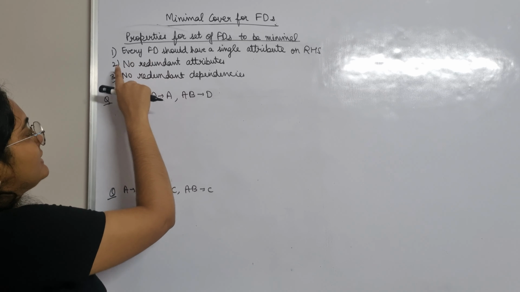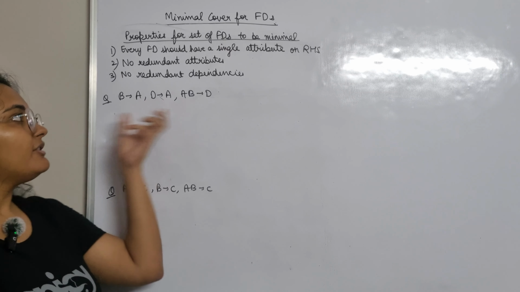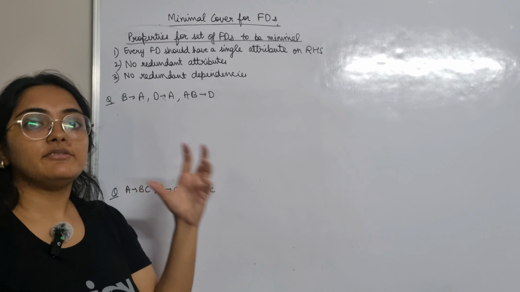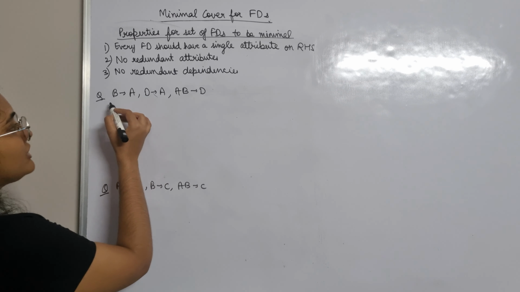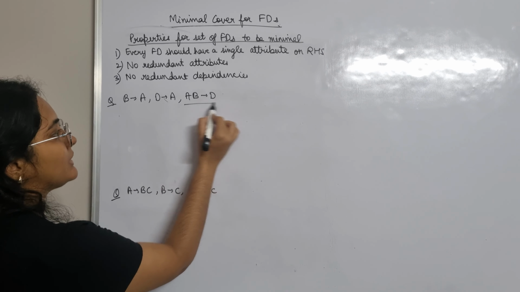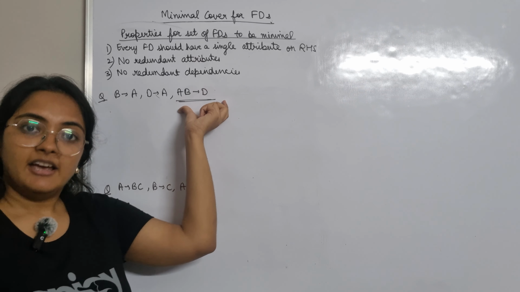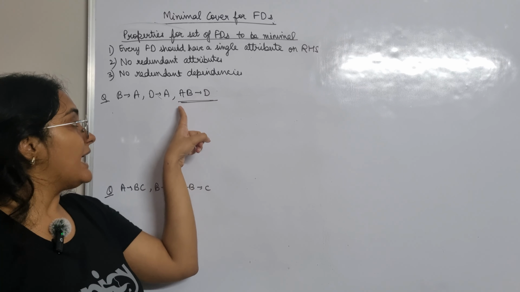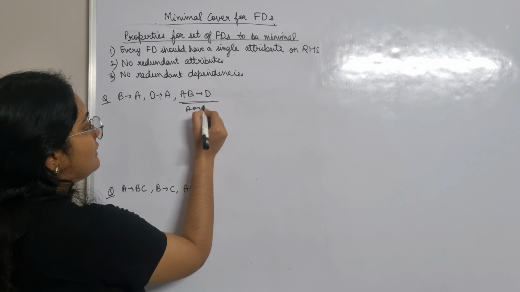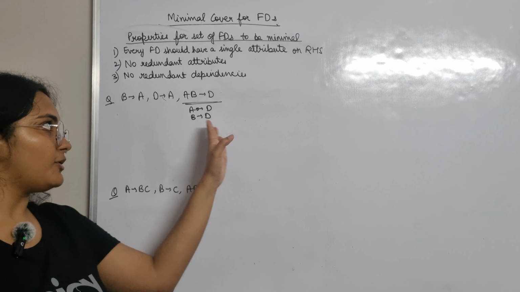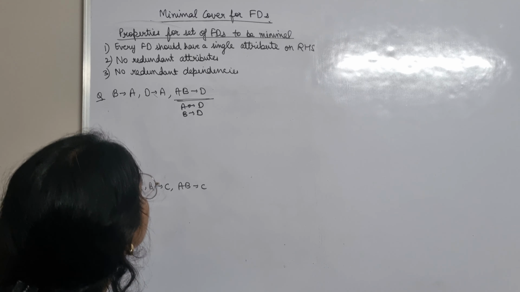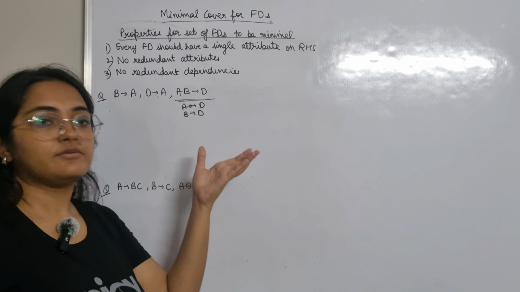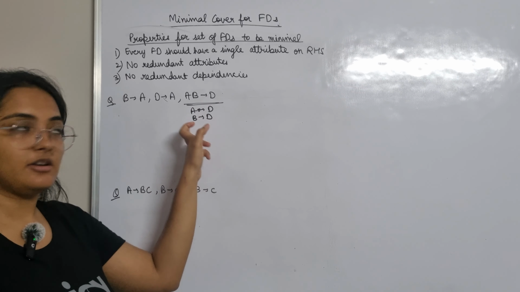Second step, what does it say? No redundant attributes. Whenever we talk about redundant attributes, we always talk about functional dependencies which have more than one attribute on the left hand side. So which dependency has more than one attribute on the left hand side? This one. Out of AB determines D, we will figure out whether both the attributes are needed or only one. Can we reduce it to A determines D or B determines D? Is it possible, or is this the minimal? We need to see whether it can be reduced to either of these dependencies.